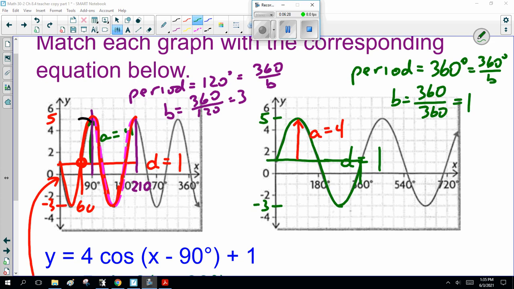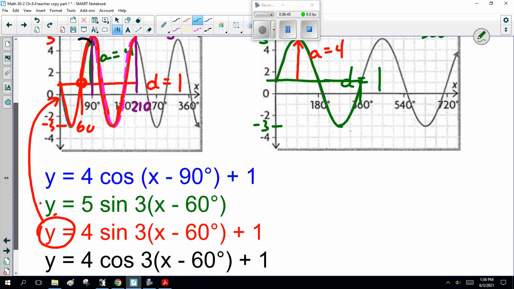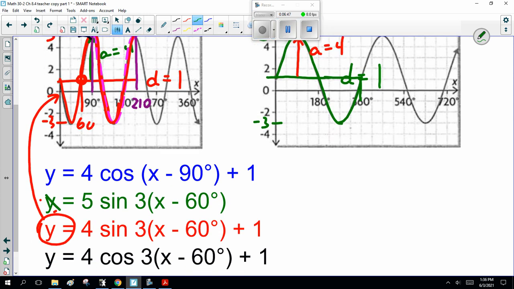Okay, ladies and gentlemen. So here, D is 1, amplitude is 4, my period, the whole wave, is 360 degrees. Now, technically, I should calculate B, because 360 degrees divided by B is 1. So, let's look at these equations down here. Amplitude of 4. D is 1, and period, B is 1.